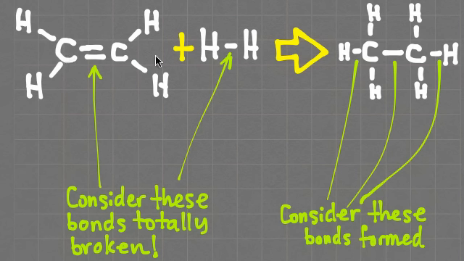Ethene with a double bond reacts with hydrogen gas, both pretty reactive, so it'll go, no problem. But I might think about breaking this bond totally. I might think about breaking that bond totally. And when I do so, I'm going to imagine forming a new bond, a new single bond between the carbons. And one new bond between this carbon and the hydrogen. So one of those hydrogens goes on to this carbon, and the other hydrogen goes on to this carbon.